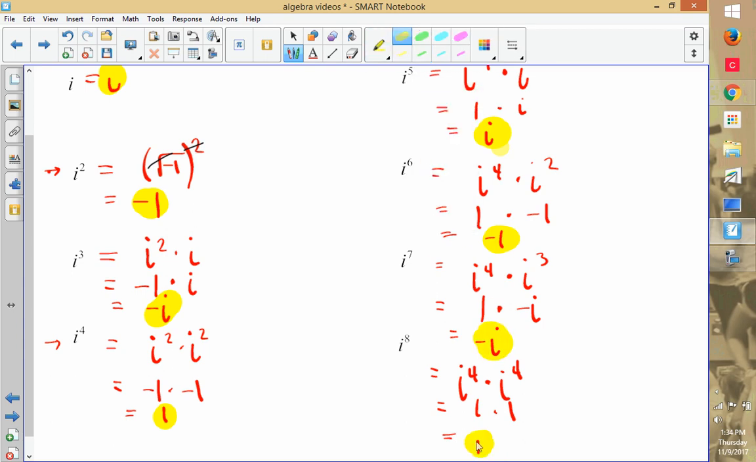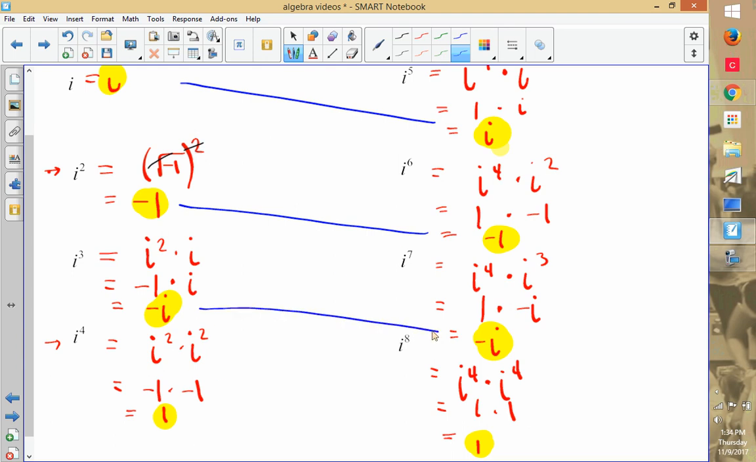So if I look at what I have highlighted, hopefully you see that we have i, negative 1, negative i, and 1, and then i, negative 1, negative i, and 1 again. Pretty soon here you're going to start to see that we develop a pattern. And that pattern, which will continue, is 4 long. It goes i, negative 1, negative i, 1. i, negative 1, negative i, 1. And that's going to keep on going.